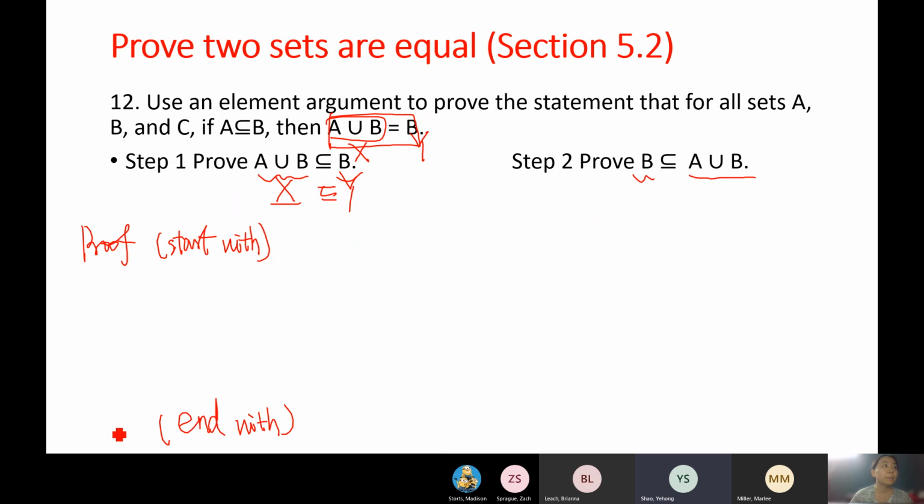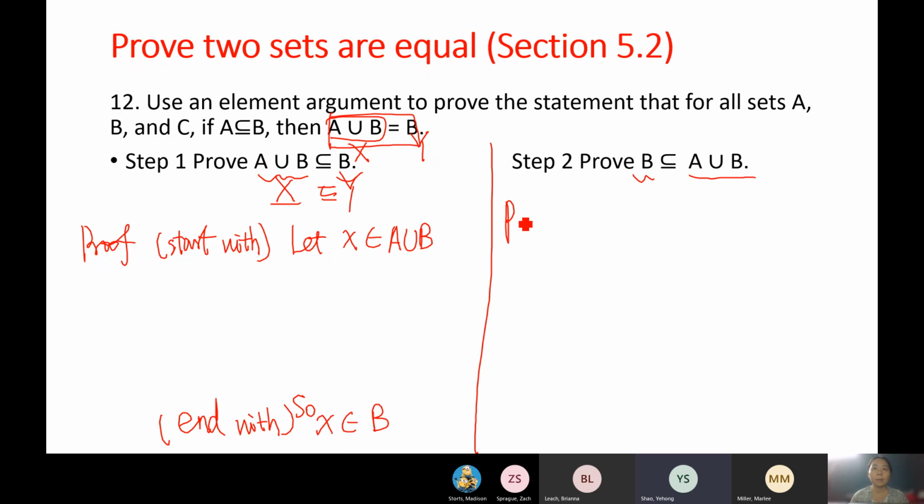Can anybody see that? X is contained in A union B. Yes, very good. Actually, we don't say contain, we say element. Contain usually means this symbol. So let X be an element of A union B. Well, let X be a member, or X is in A union B. And you should end up with X is in Y, which is B here. You can say Y is in B, okay?